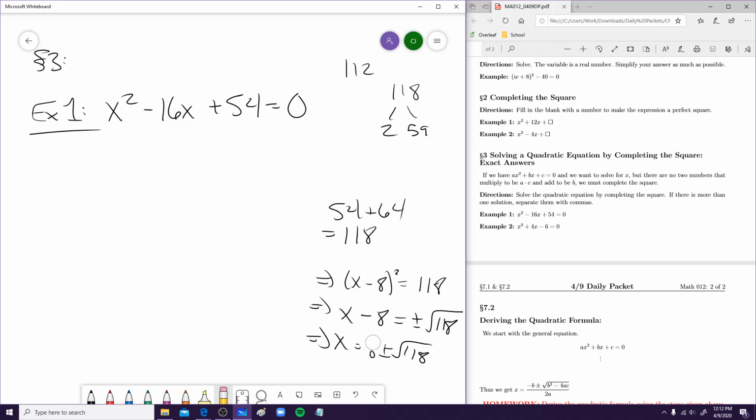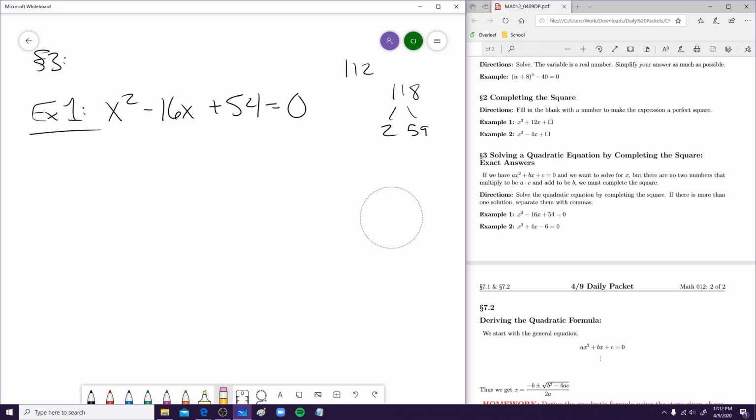So let's redo this example. Again, I'll probably do this in green. So what are our directions? Our directions are to solve the quadratic equation by completing the square.